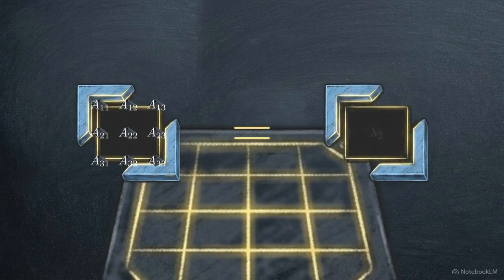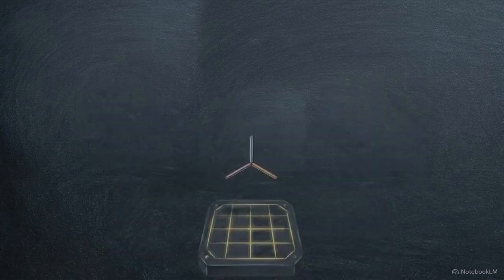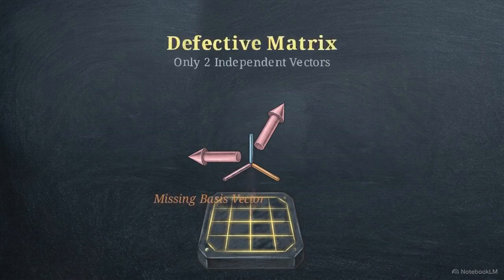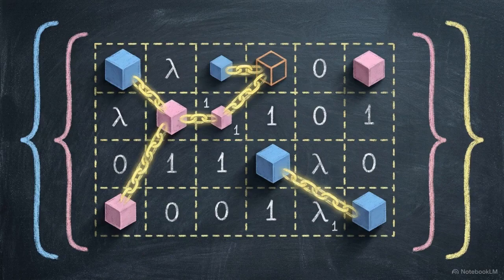Diagonalization is the standard way to simplify a matrix, but it doesn't always work. When a matrix lacks enough independent eigenvectors to form a basis, it's considered defective. To simplify these matrices, we use a broader framework, the Jordan canonical form.